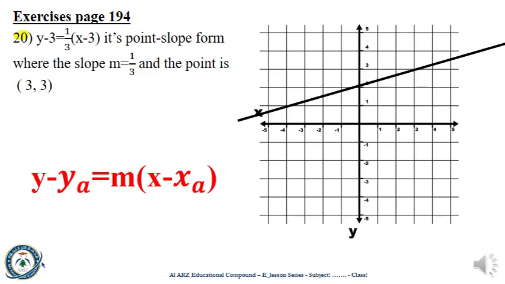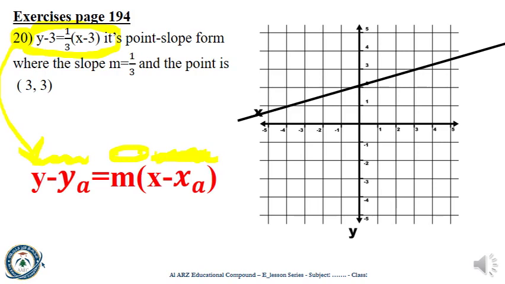Moving on to the second form of equations of straight line. Exercise 20 is an example on the second form of equations of straight line. Look at this equation, y minus 3 equals 1/3 into x minus 3. And again, when I talk about the equation in the form of the point slope form, I'm thinking about this equation right here. As I said, y minus something equals m into x minus something. So this is the way you will be looking at things.